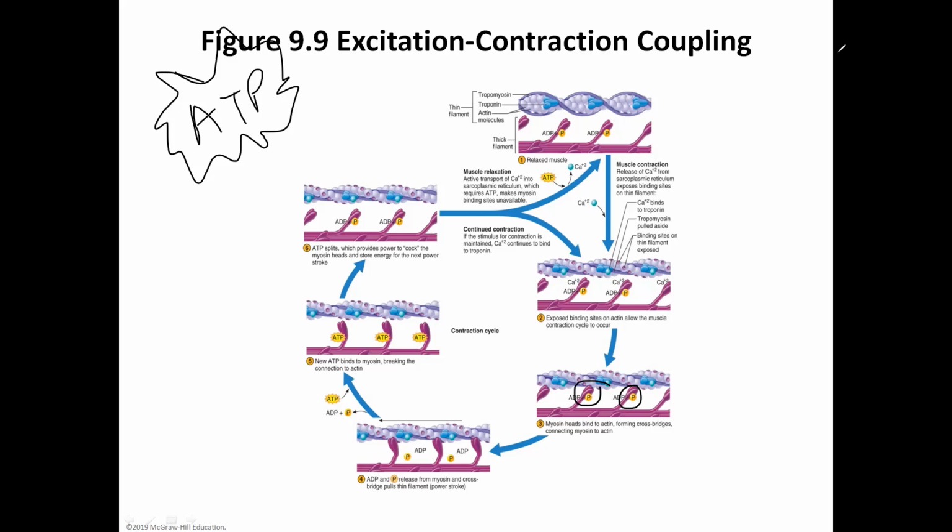And when this happens and it releases this ADP and this phosphate group, a new ATP can actually bind onto myosin and it breaks this connection to actin. So when this happens, again, it's actually utilizing ATP. And when we use ATP, we split it. And when it splits, this is what creates this power cocking, if you will. So the myosin heads can then cock back a little bit and they can store the energy for the next stroke. And this just continues on and on and on.